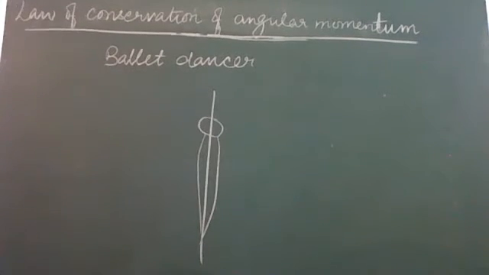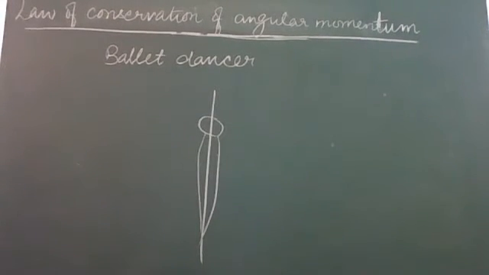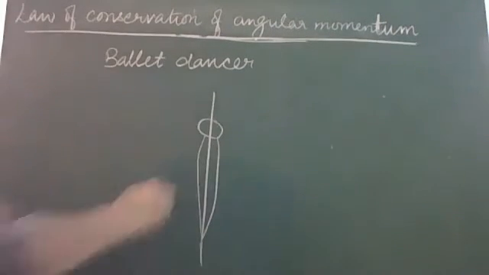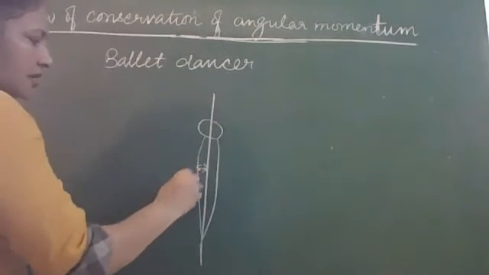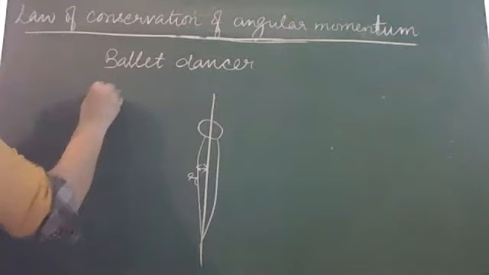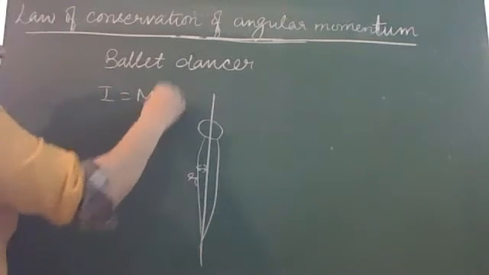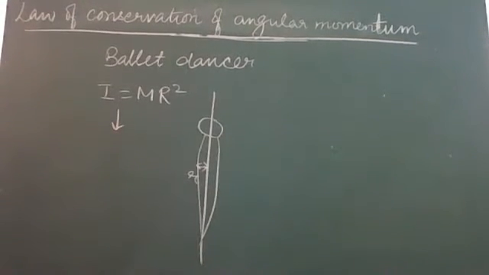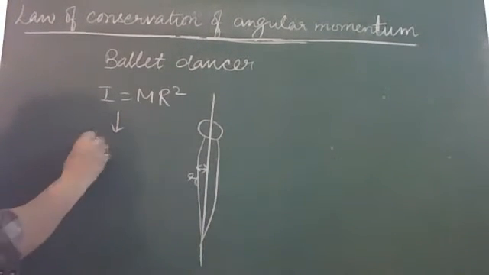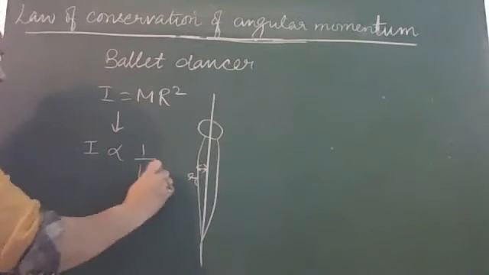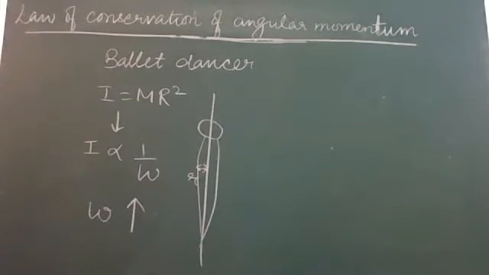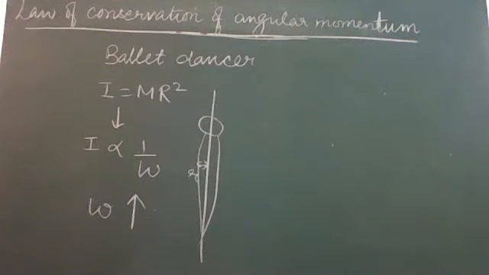So what happens when a ballet dancer dances? She folds her hands and she dances on one leg. Then moment of inertia decreases because the distance decreases from the axis of rotation. Since moment of inertia is mr square, it decreases. According to the law of conservation of angular momentum, what will happen to angular speed of rotation? It will increase. So she turns very fast when she dances on one leg.